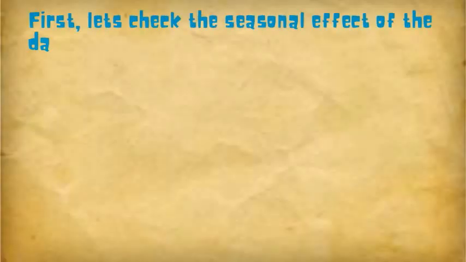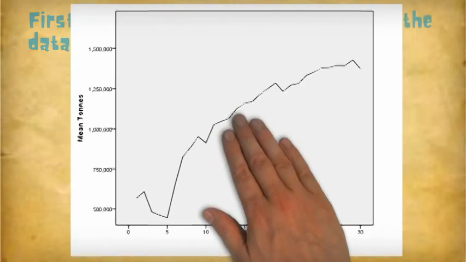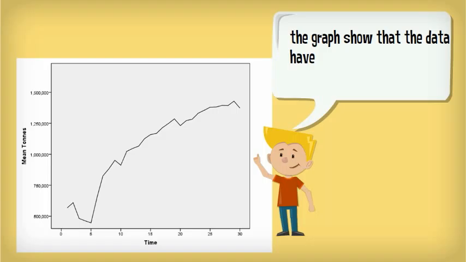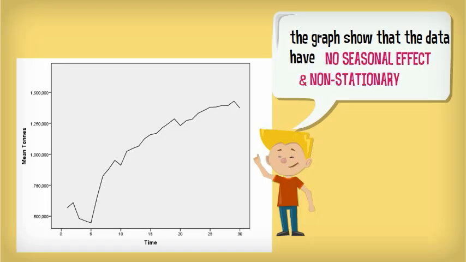First, let's check the seasonal effects of the data. The result clearly indicates that the series contains a trend component. Also, it is evident from the time charts that the data is not stationary and the series is not constant around some fixed value. The graph shows that the data have no seasonality and are non-stationary.